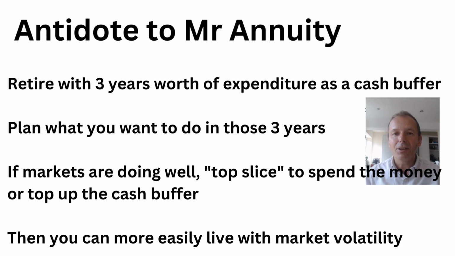But the antidote to Mr. Annuity, and to stop you being boring, is to retire with 3 years' worth of expenditure as a cash buffer, and then you plan in detail what you want to do in those 3 years. And if markets are doing well, you can top slice your pension to either spend the money or top up the cash buffer, and then you can much more easily live with market volatility and just live the sort of life you want.